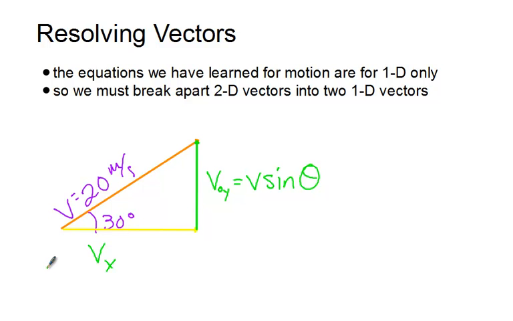So V naught y is equal to V, the overall speed, times the sine of the angle. Vx is the adjacent side to this angle, and the trig function that relates the adjacent side and hypotenuse is cosine. So Vx is equal to V times the cosine of the angle theta. Now we've taken this two-dimensional vector and broken it apart into two one-dimensional vectors, a vertical vector and a horizontal vector. And because they are one-dimensional vectors, we can use them to solve problems.